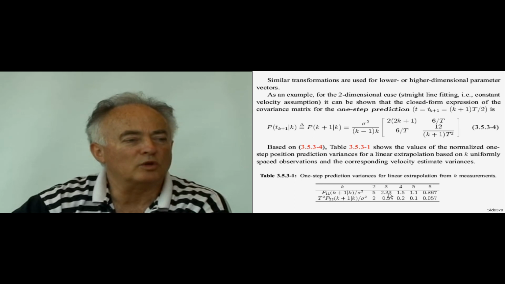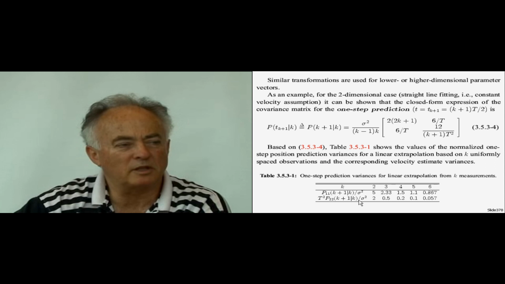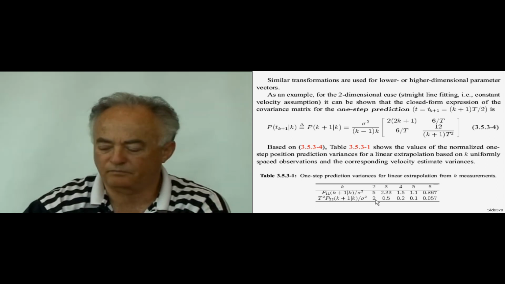And you can do a similar analysis for the velocity that goes down faster. I divide by sigma squared but then multiply by T squared, so I end up with a dimensionless quantity here.